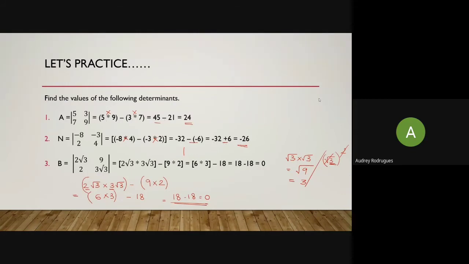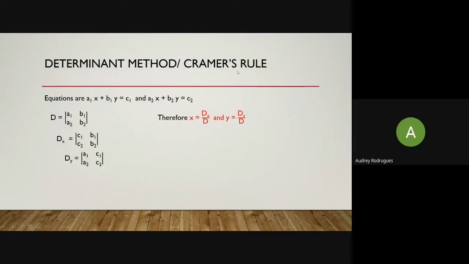Start writing the question. The question is 5, 3, 5, 3 minus 7, 0. Have you copied this question? Yes, ma'am. Now you will solve this, and after this you will write this in the book. Determinant method or Cramer's rule.